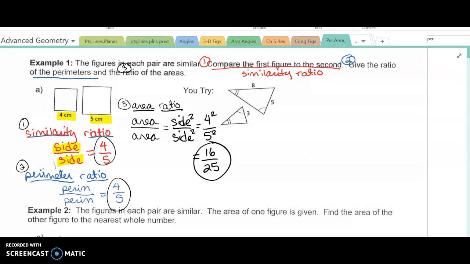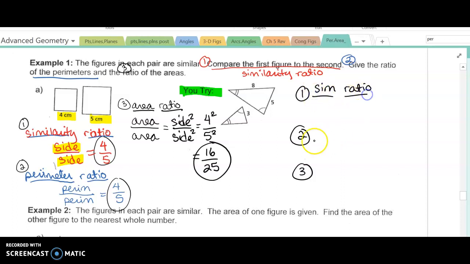Okay, so what I want you to do is pause the video. You've got a U-try here, and I want you to use these theorems to find the similarity ratio, perimeter ratio, and area ratio. You should have 3 answers. So pause the video and then come back and check. Okay, so we need the similarity ratio. I'm going to abbreviate this time. We need the perimeter ratio, and we need the area ratio.